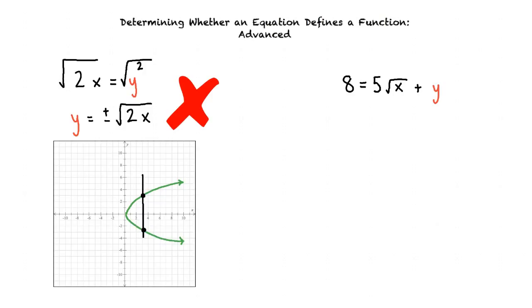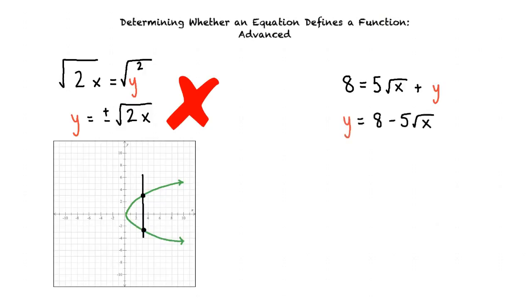Once again, let's begin by solving for y. To solve for y, we subtract both sides of the equation by 5 square root of x. What would our result be? After subtracting both sides of the equation by 5 times square root of x, our result would be y equals 8 minus 5 times square root of x.